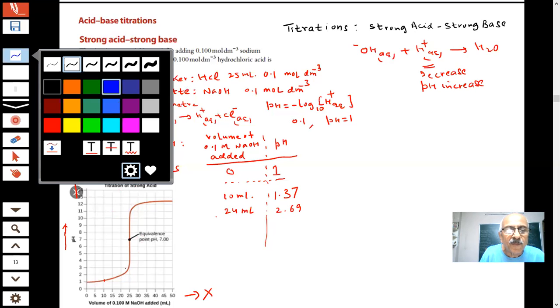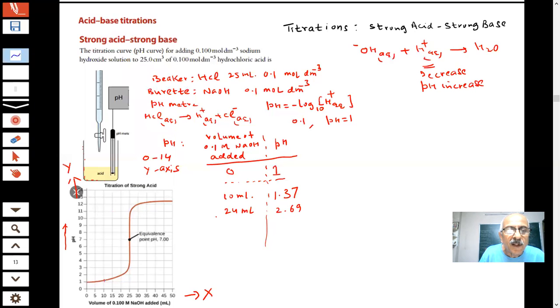What happens? This is the point. 10 milliliter. See the 10 milliliter? Then 20 milliliter. pH is this. And 24 is just before that. We are seeing it is slightly less than 3, this point. 24.